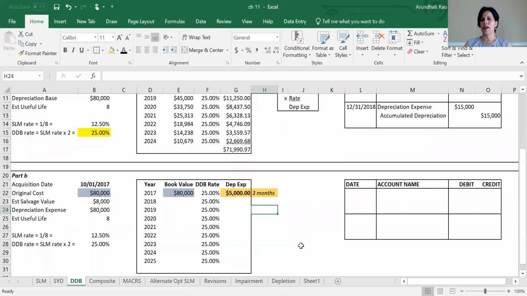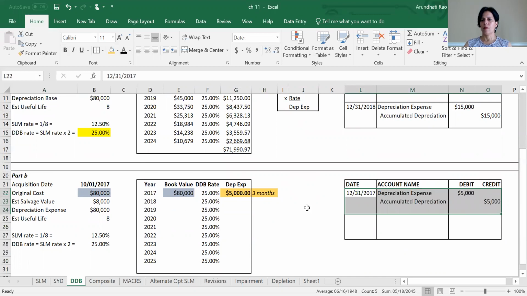So what does that do to my future calculations? My future calculations are fairly simple. What's the book value? Let's do the journal entry to see what happens to the book value of the asset. Original cost minus accumulated depreciation of 5,000. The book value is 75,000. On 75,000, I calculate 25%, and I come up with 18,750. Then 75,000 minus 18,750 gives me the new carrying value of 56,250.